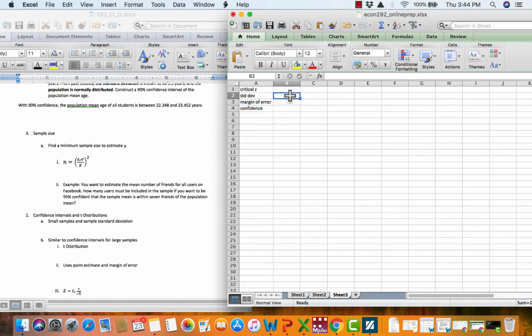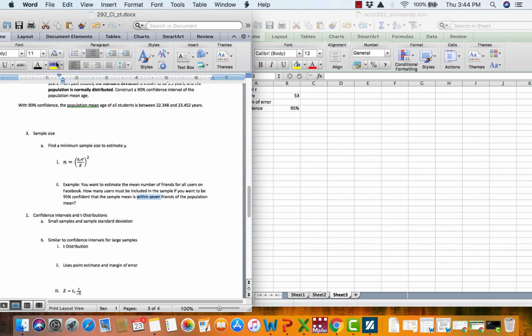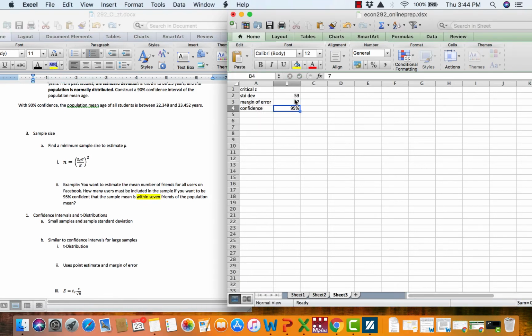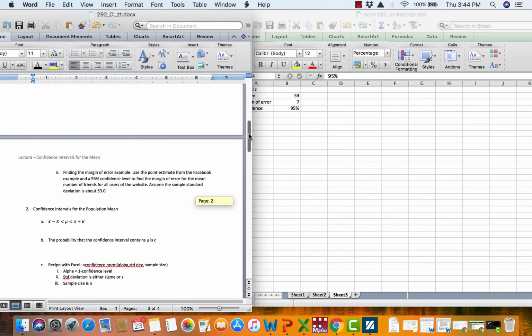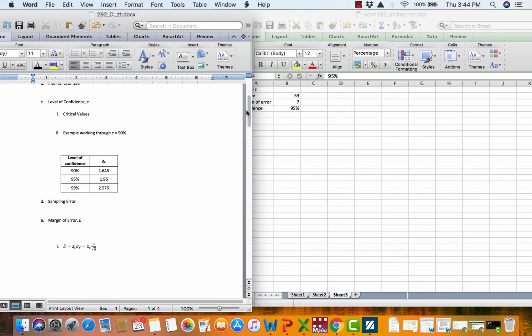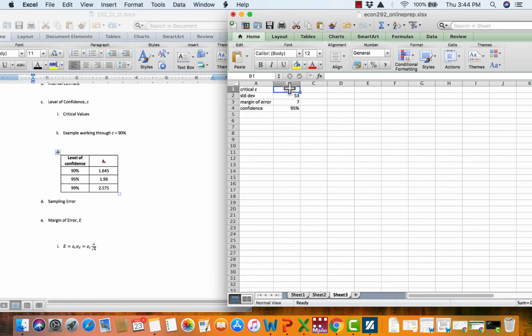Our standard deviation with the Facebook example is 53. We're told in the problem 95% confidence. The margin of error is how wide we want the interval. It is the number that follows the word within. So we see the sample mean is within 7 friends, so our margin of error is 7. Now the only thing we're missing to solve this is the critical z. This is where you either know the table or you know how to find these numbers in Minitab. But for 95% confidence, the critical z is 1.96.